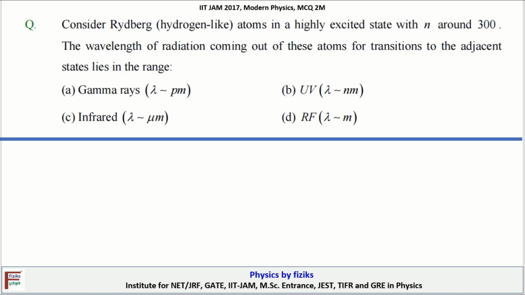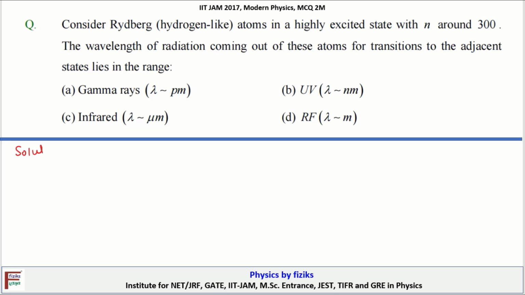This question is related to the hydrogen atom. Here, consider a Rydberg hydrogen-like atom in a highly excited state with n around 300. The wavelength of radiation coming out of these atoms for transition to the adjacent state lies in the range. We have to determine the range of the wavelength of the radiation emitted for the transition from n equals 300 to n equals 299.